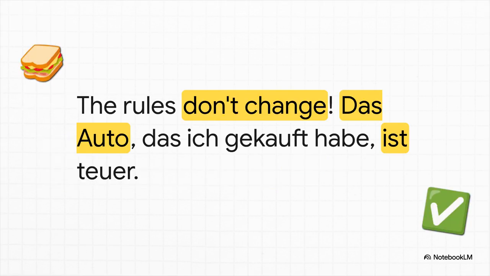Oh, and a quick but important side note. Sometimes you'll see these clauses plopped right into the middle of a sentence, like this one. The car that I bought is expensive. Don't let that freak you out. The rules are exactly the same. The little relative clause, das ich gekauft habe, still does its verb kick. See habe at the very end? The main sentence just pauses and then picks up right where it left off.